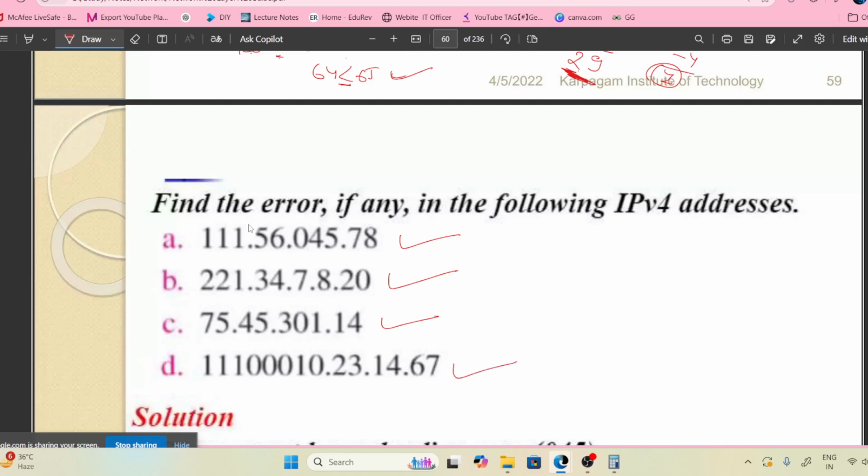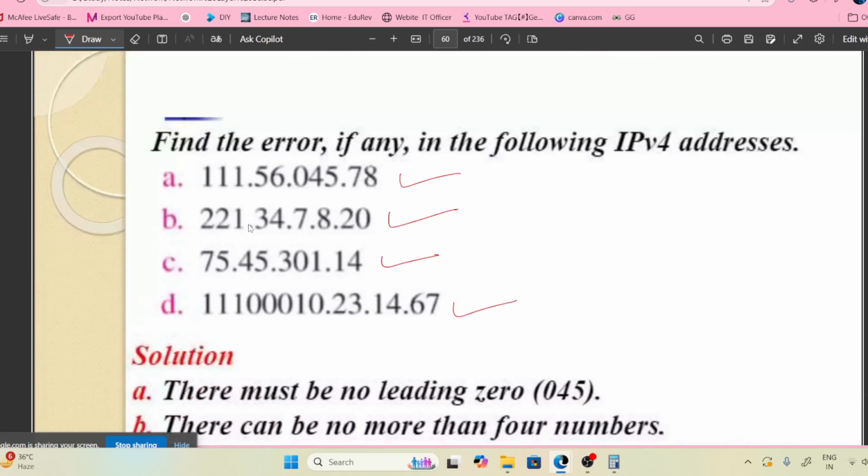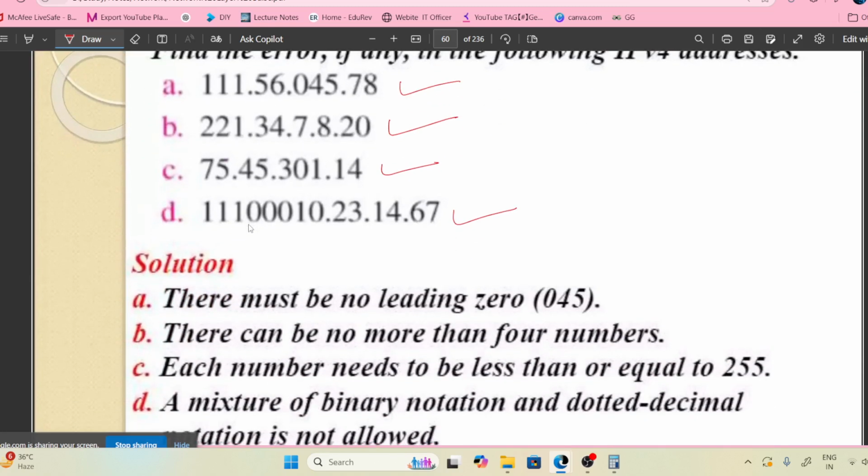Option C is wrong because it is showing 301. Option D is also wrong. I think option A is also wrong. Yes, it is correct. See here, in an IP address there should be no leading zero. We are having a zero here, so this option is incorrect.